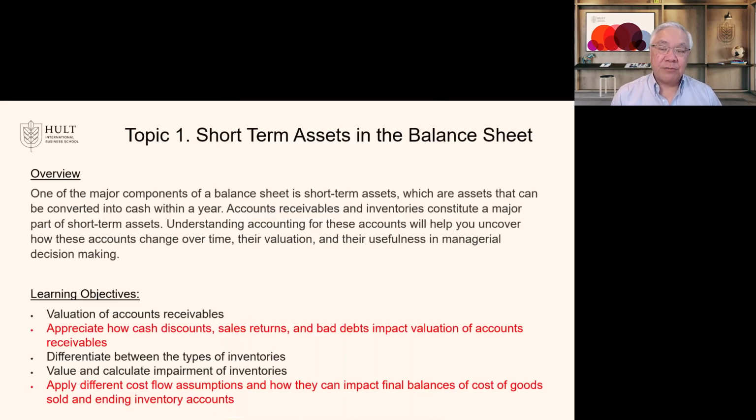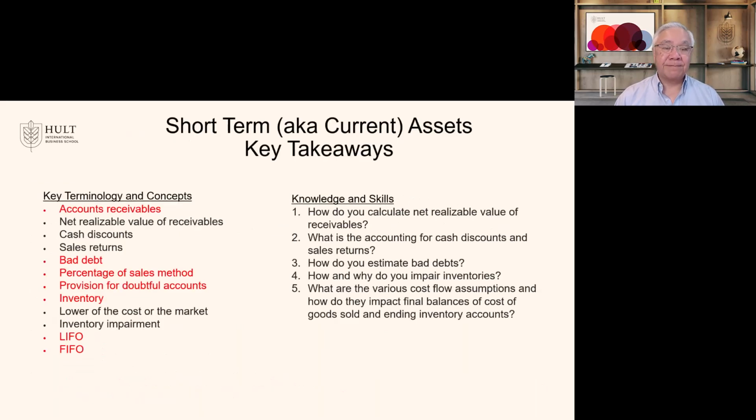Topic 1, short-term assets on the balance sheet. As you know, short-term assets are assets that are already cash, will become cash, or will be used up in 1 year. The learning objectives in this topic were valuation of accounts receivable, looking at how discounts, returns, and bad debts impact valuation, look at different types of inventory, calculate impairment of inventory, and apply cost flow assumptions. So those are the key topics within Topic 1.